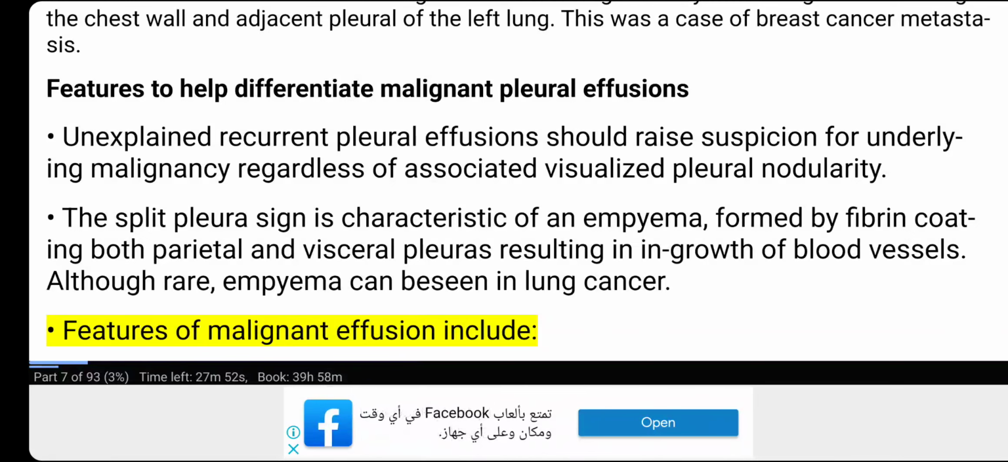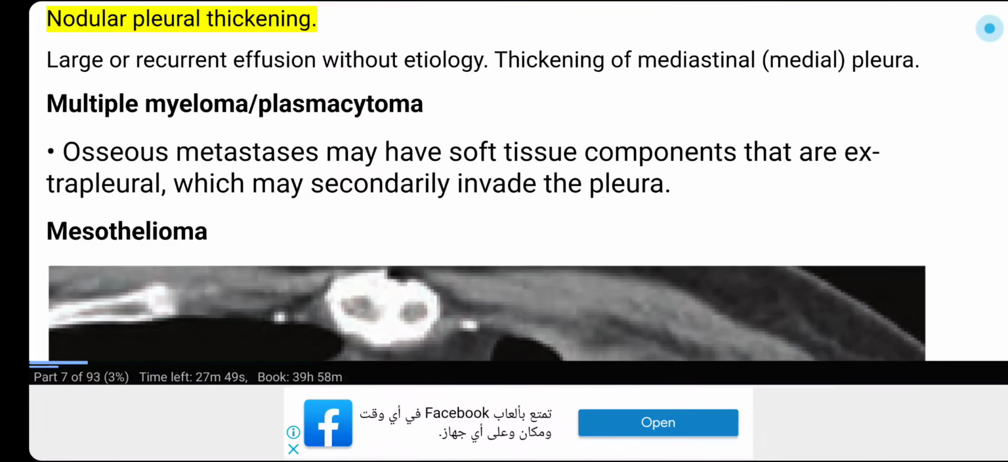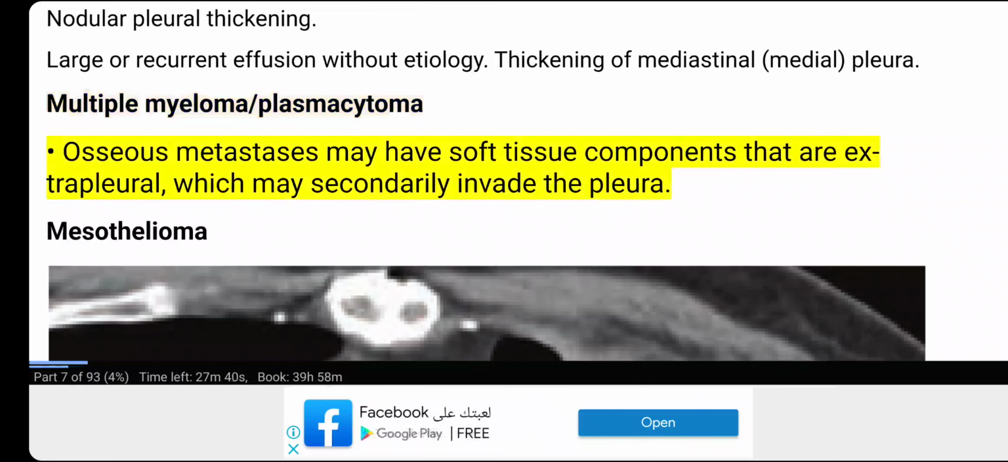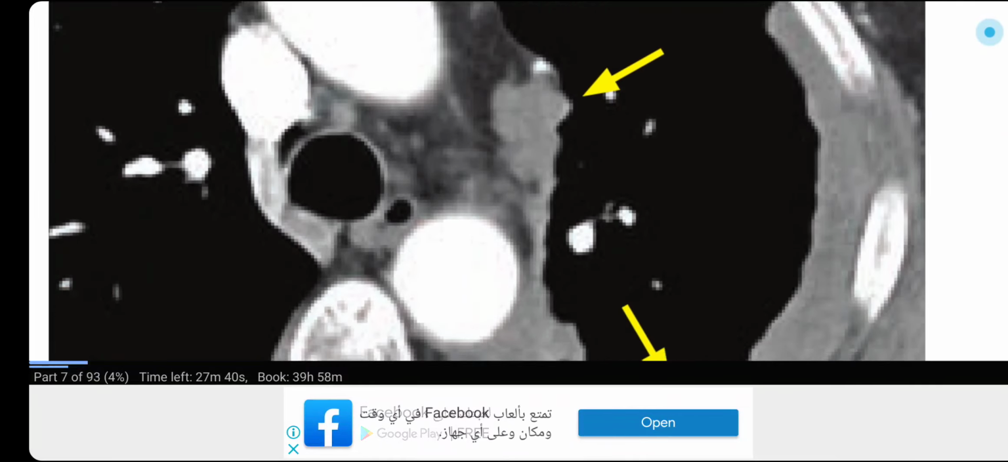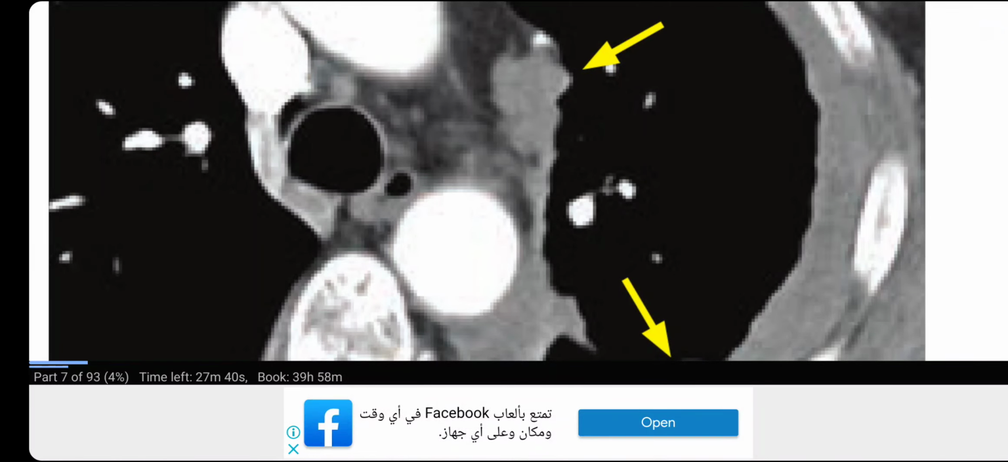Features of malignant effusion include nodular pleural thickening, large or recurrent effusion without etiology, thickening of mediastinal medial pleura, multiple myeloma, plasmacytoma. Osseous metastasis may have soft tissue components that are extrapleural, which may secondarily invade the pleura.